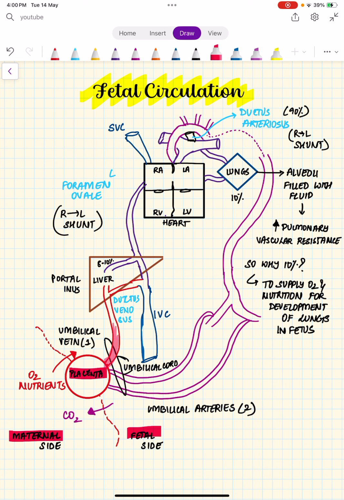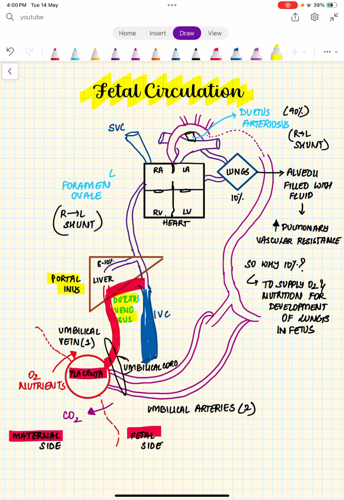Now we have an umbilical vein which arises from the placenta, carries oxygen rich and nutrition rich blood towards the liver. In the liver, the majority of the blood is carried by a vascular shunt called the ductus venosus. This vascular shunt drains oxygen rich blood into the IVC, which is actually carrying deoxygenated blood.